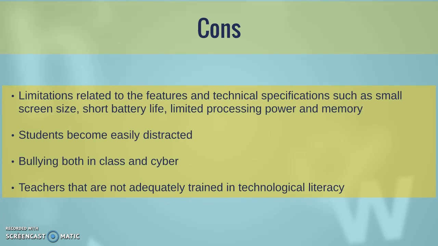When students have their cell phone all day, it leads to a lot of distraction in class, texting, getting on social media sites, which leads to my next point: bullying, both in class and cyber. Students may bully each other in class because you might not have the newest phone, as well as in the cyber environment that students will be using to complete a lot of assignments. Cyberbullying is a very big issue as well. And teachers that are not adequately trained in technological literacy. There are a lot of teachers who are stuck in their ways and do not want to learn how to use computers to enhance their education and enhance their educational process for their students.